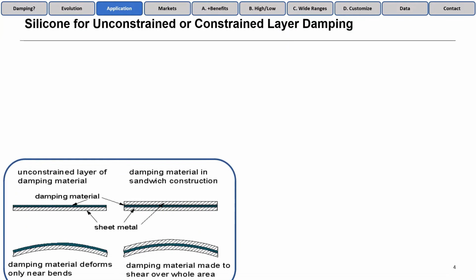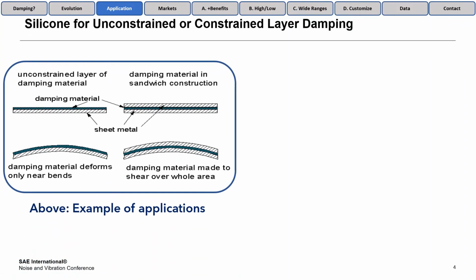And now moving on to the application section. When I reference using silicone as a damping layer, there are really 2 formats that come to mind, both an unconstrained layer and a constrained layer. On the left side is an example of an unconstrained layer, where you basically have a viscoelastic material, the green layer, on top of another substrate such as sheet metal. And then the constrained layer, what we call a sandwich construction, where the viscoelastic silicone is in between 2 other materials. Again, sheet metal or silicone rubber or foil would be some examples.